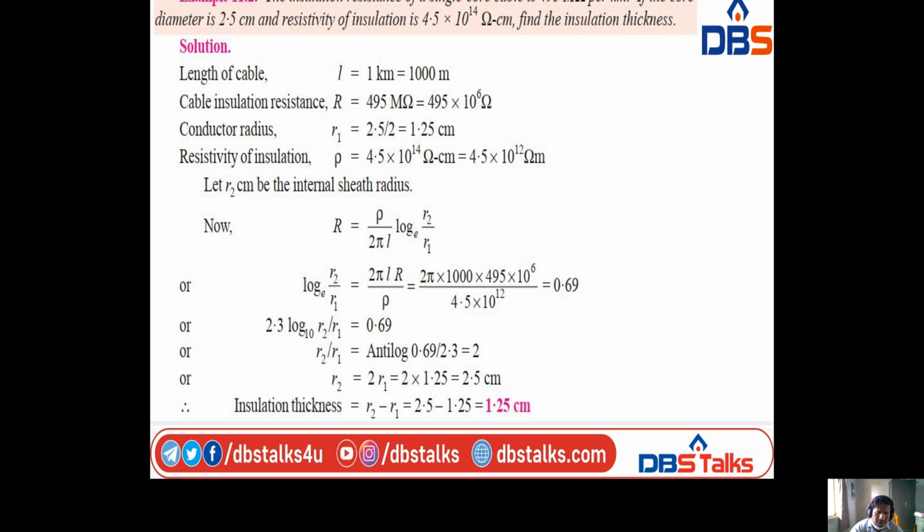Next problem. The length of the cable is 1 kilometer, that is equal to 1000 meters, and the diameter of the cable is 2.5 centimeter, with a resistivity of insulator 4.5 into 10 power 14 ohm centimeter. Now find the insulation thickness.